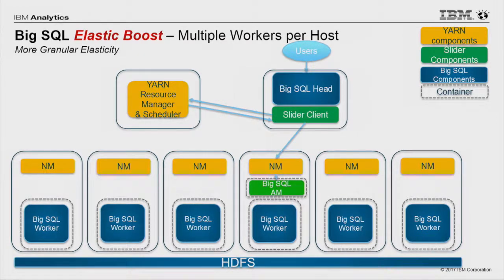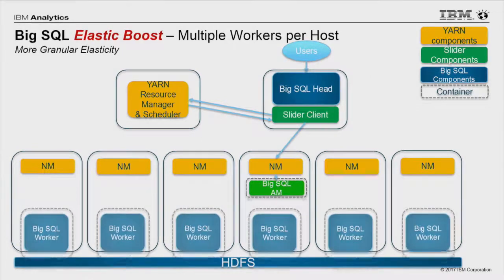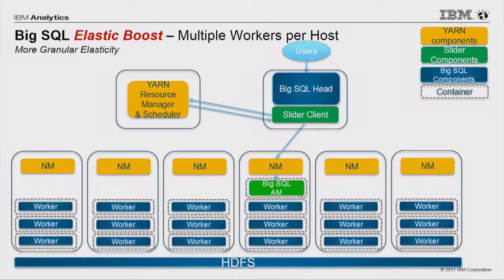One of the other features, and I'm going to go quickly, that we're making available in this latest release is what we call the Elastic Boost capability. And this goes back to what I was saying about being able to run multiple containers of Big SQL on the same host. So really, what this maps to is that instead of running one container using the same configuration, you can run multiple, right? And why is this important?